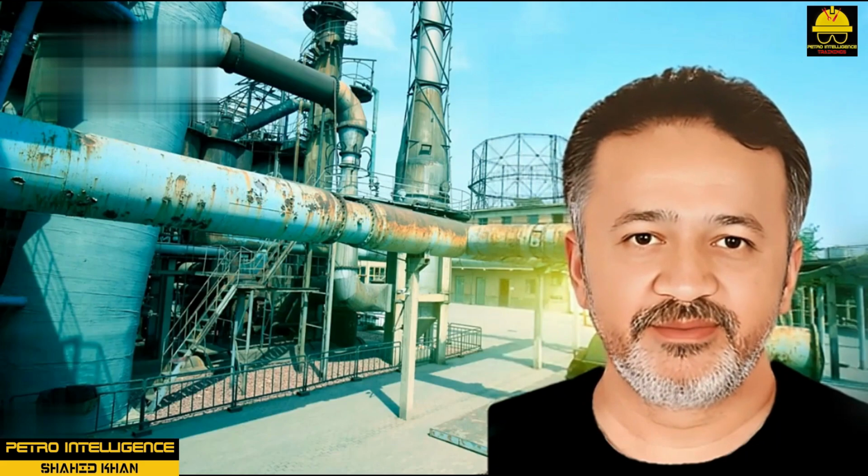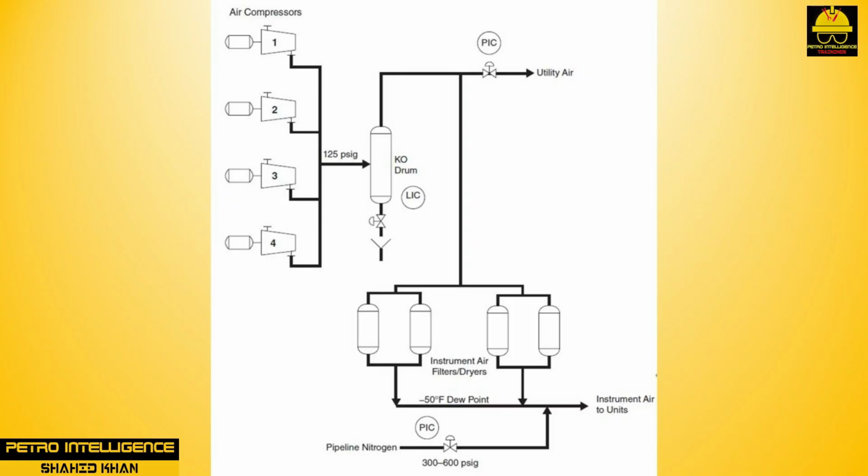Air systems. Utility and instrument air are both supplied from centrally located air compressors. Drivers for the compressors are arranged so that the loss of power or steam will not interrupt the supply of critical instrument air. Some plants have additional diesel-driven compressors in case the two utilities are not available at the same time. Normal plant demand may require only 1 or 2 air compressors to be in operation.